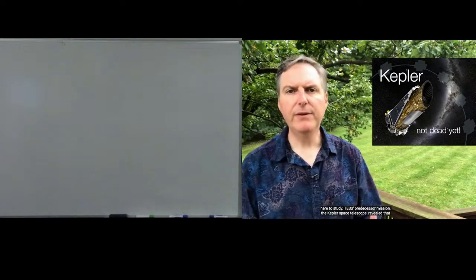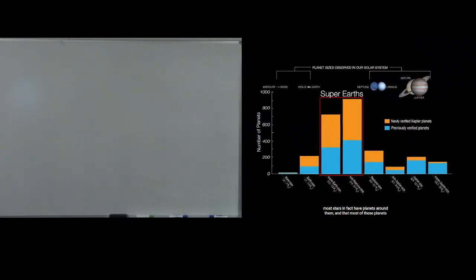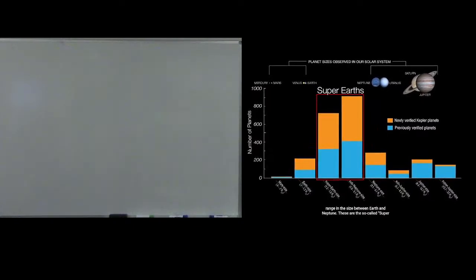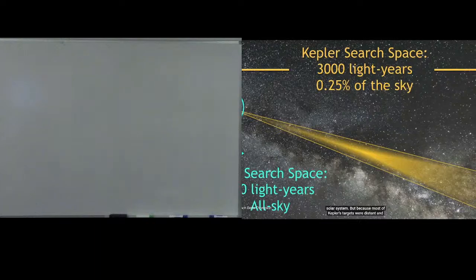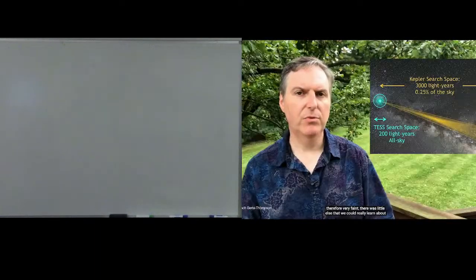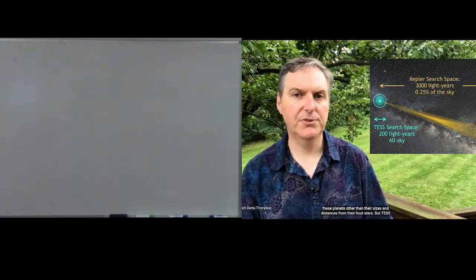TESS's predecessor mission, the Kepler Space Telescope, revealed that most stars in fact have planets around them, and that most of these planets range in size between Earth and Neptune. These are the so-called super-Earths, and we don't seem to have anything quite like that here in our own solar system. But because most of Kepler's targets were distant and therefore very faint, there was little else that we could really learn about these planets other than their sizes and distances from their host stars.